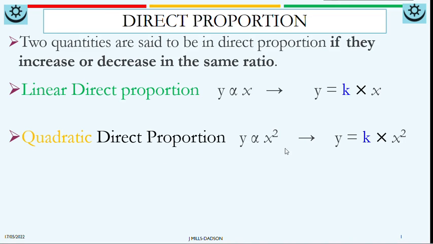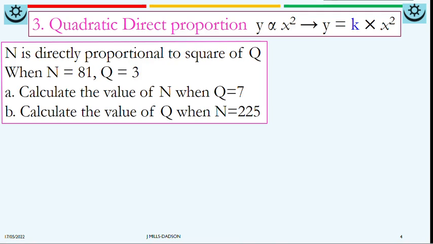Quadratic direct proportion is of this form, notation and the formula. N is directly proportional to the square of Q. When N equals 81, Q is 3. A. Calculate the value of N when Q is 7. And B. Calculate the value of Q when N is 225.